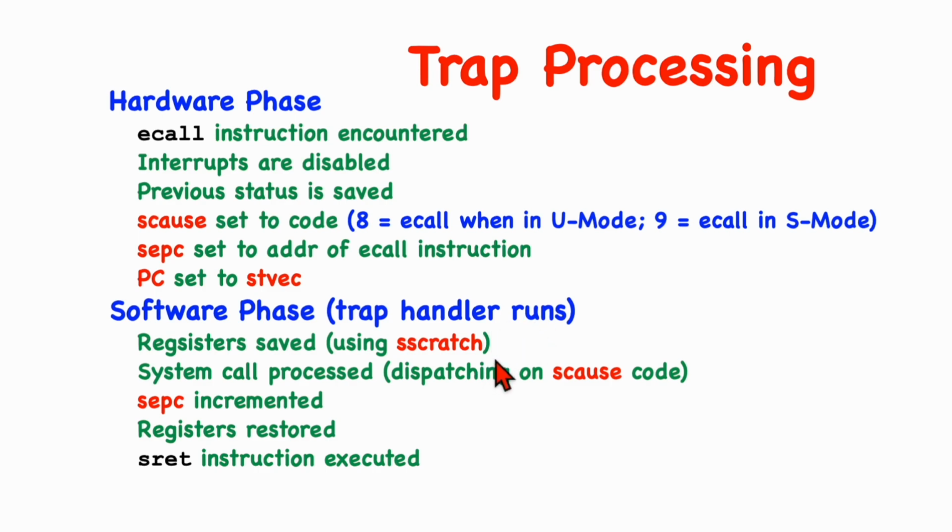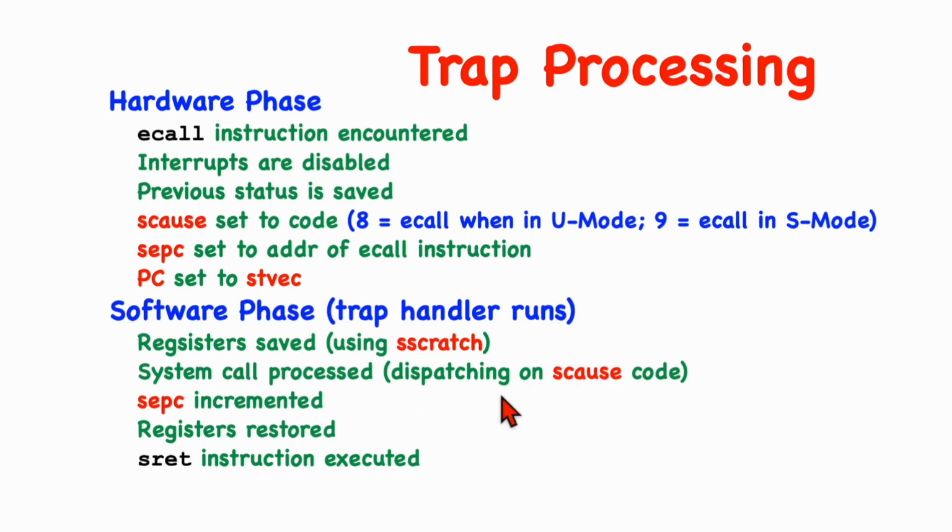The trap handler can't really do anything without using the general purpose registers, so the first thing it will do is to save the registers. And to help out with this task, the scratch register is available for use. The system call, in our case, it's a system call, whatever is involved with the trap would be dealt with. So the trap handler would begin by looking at the cause code to figure out exactly what caused the trap, and then it would deal with it.